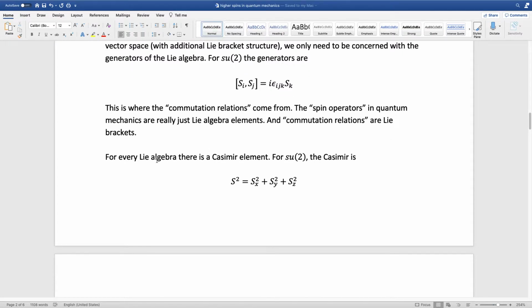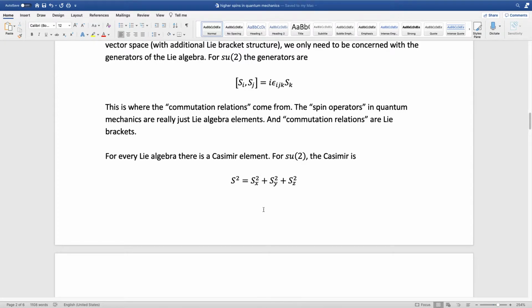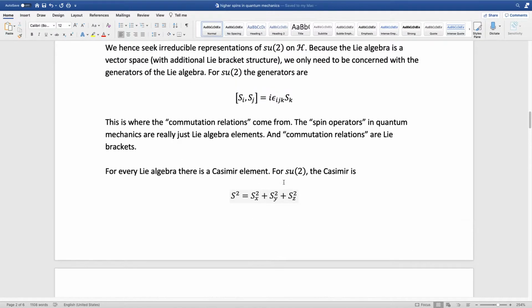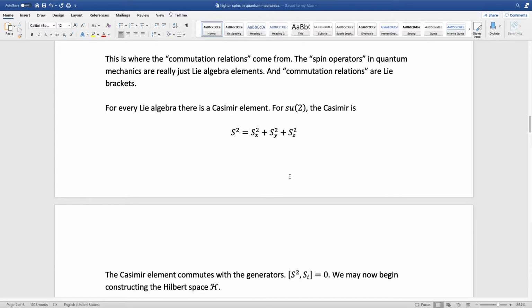So for every Lie algebra, there exists a Casimir element. For SU(2), the Casimir element is this. This is also known in quantum mechanics as the total spin. And S_x, S_y, and S_z, I'll call these the spin x operator, spin y operator, and spin z operator. They correspond to spin in the x, y, z directions. And S squared is the total spin, and this makes sense.